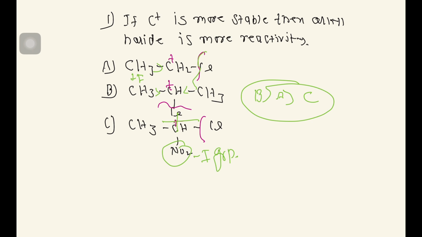So simply you can say, if positive charge increases on carbon, then reactivity decreases. If positive charge decreases, reactivity increases. So here I am saying on carbon atom, positive charge increases, reactivity decreases. Positive charge decreases, reactivity increases.